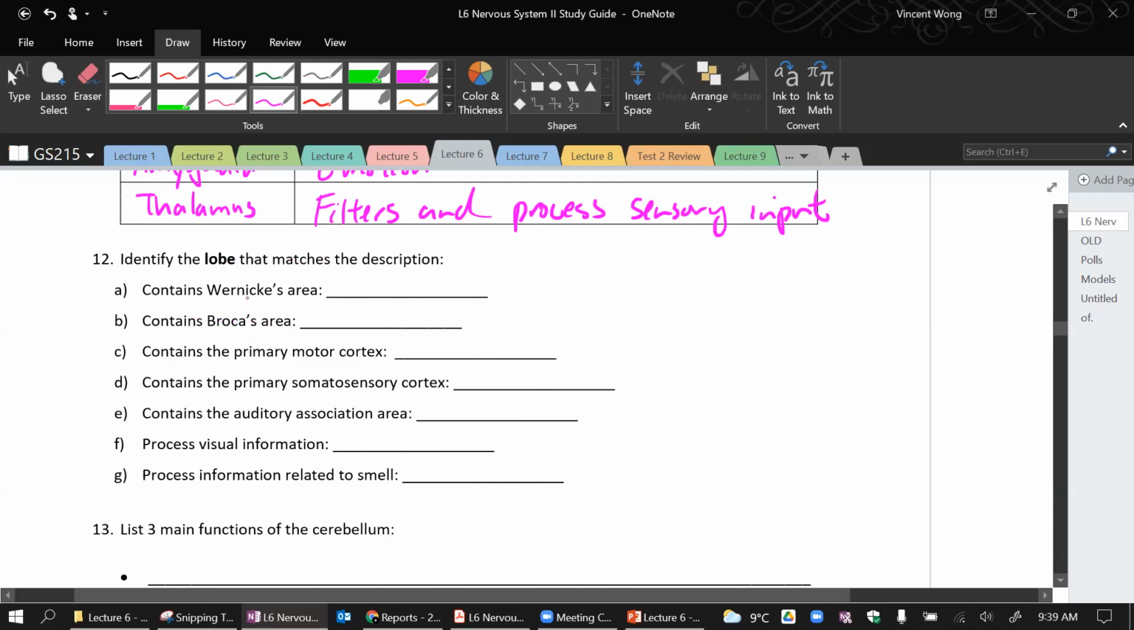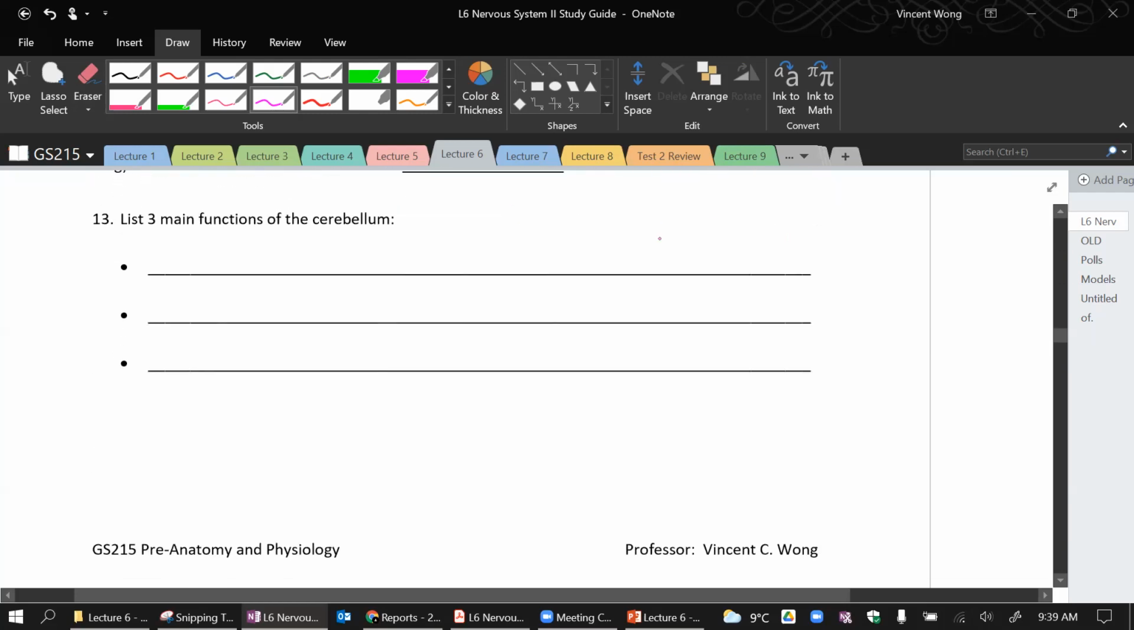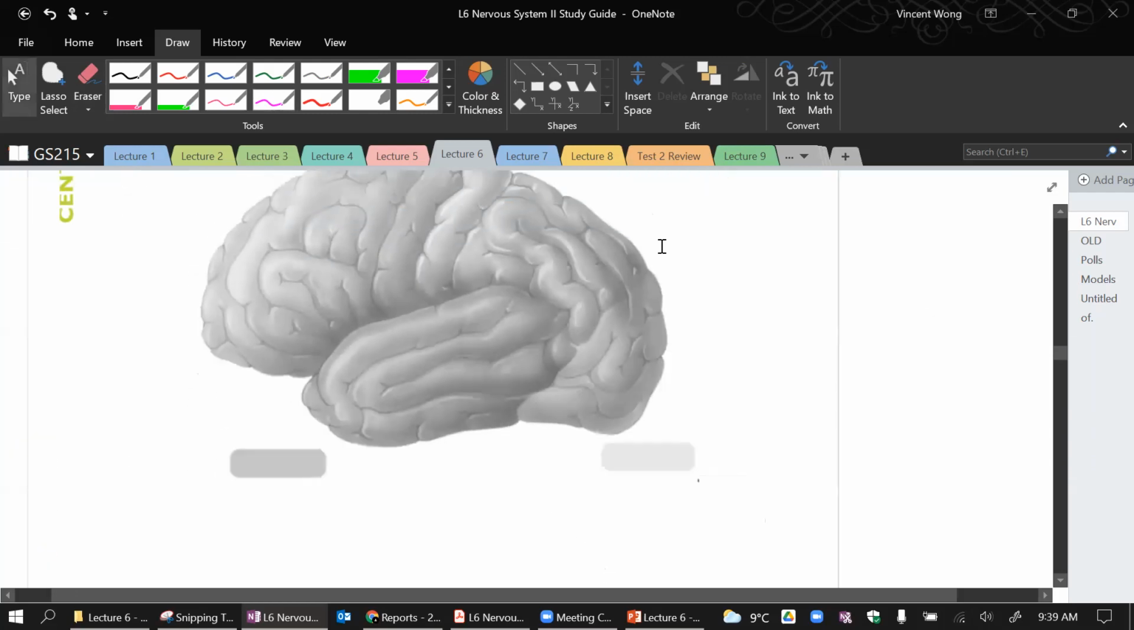So where do you find the Wernicke's area? It's found in only the left side for most people, parietal lobe. We just say parietal lobe. Sorry. Temporal lobe. I mean temporal lobe. So let me just quickly go to this brain and tell you which lobe is which.